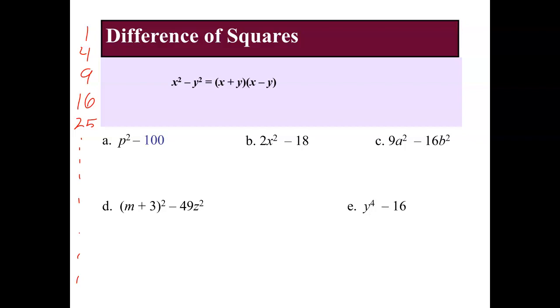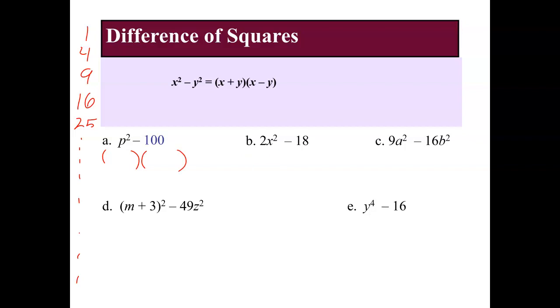If we have two terms in a binomial being subtracted, first and last term are perfect squares. We square root both of those, and then we create two new binomials, one with addition, one with subtraction. Okay? So it's always going to factor into two different binomials. I'll get to that in a second.